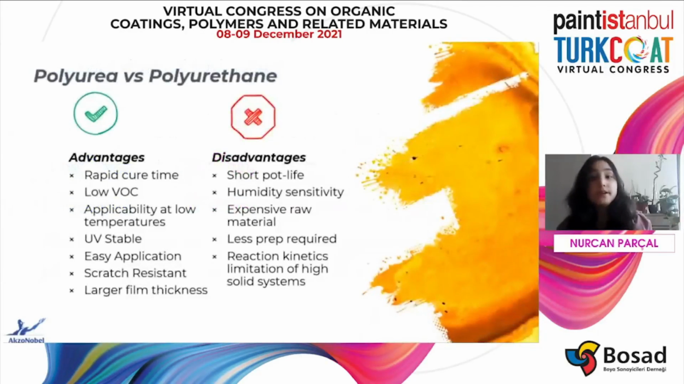Here is the comparison between polyurea and polyurethane. Polyurea coatings are prominent with their rapid cure time and high film thickness due to their low volatile organic compound level compared to polyurethane coatings. In addition, polyurea coatings can be applied at low temperatures and they have high UV stability and resistance to stretching.